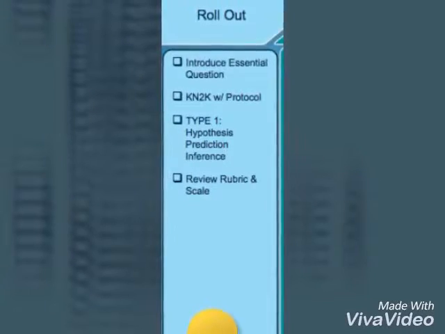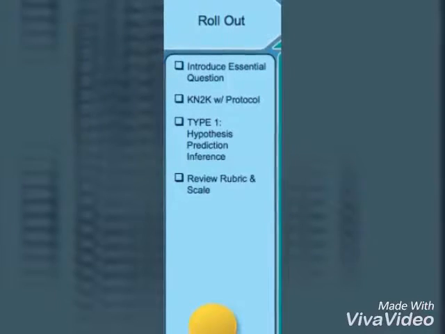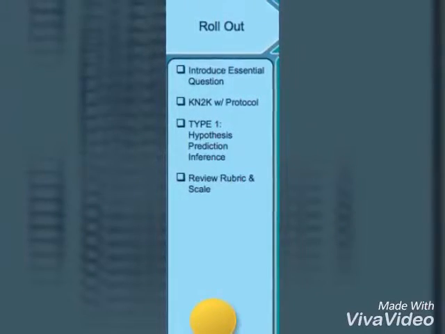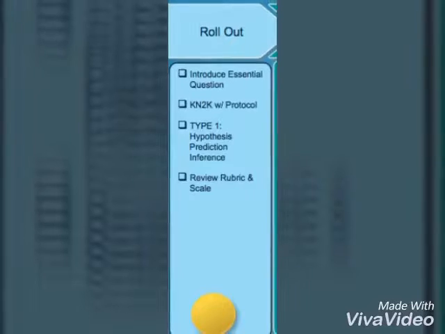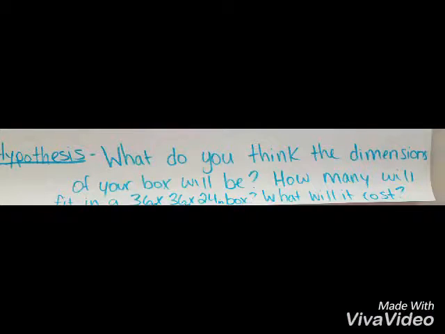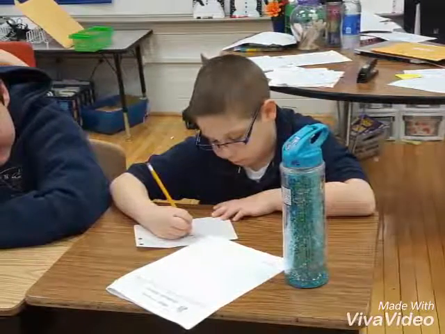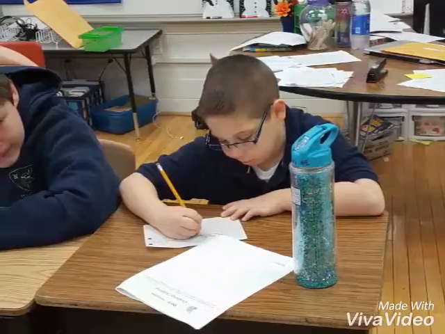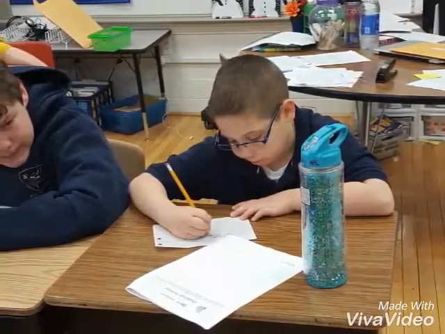The last step in the rollout is to write a hypothesis. Here, students think about the task and make predictions. For this task, students are asked to predict the size of the box they are making, predict how many will fit into a 36 by 36 by 24 larger box, and calculate the shipping. Students are given ample time to think and write about this.